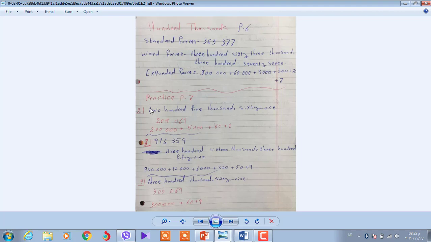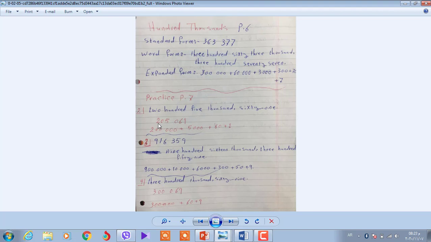Practice 2 says 205,061. I tell you to write it in the other two ways, dear student. It means we have standard form and expanded form, because this one is word form. 205,061 is the standard form. In expanded form, we have 200,000 plus 5,000 plus 60 plus 1.